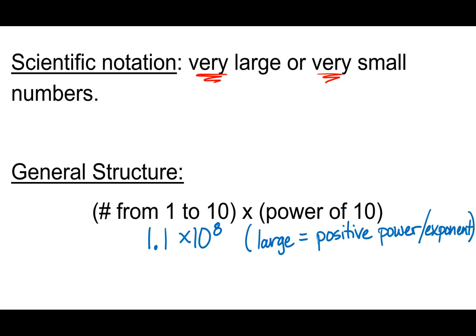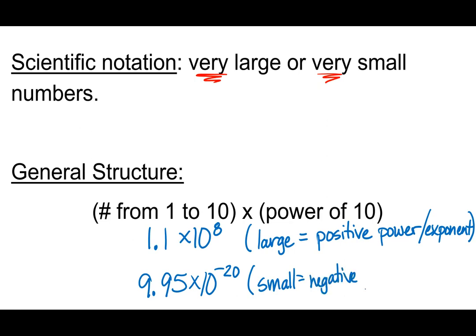If we were to do a very small number, then we would need a negative exponent. So how about 9.95 times 10 to the negative 20? That's a very, very small number, because it has a negative power or exponent. But notice in both examples, the number that's before the times 10 is some number between 1 and 10. You will only ever see one digit in front of the decimal.